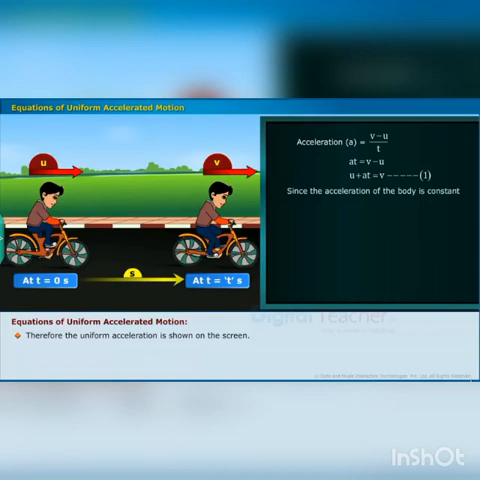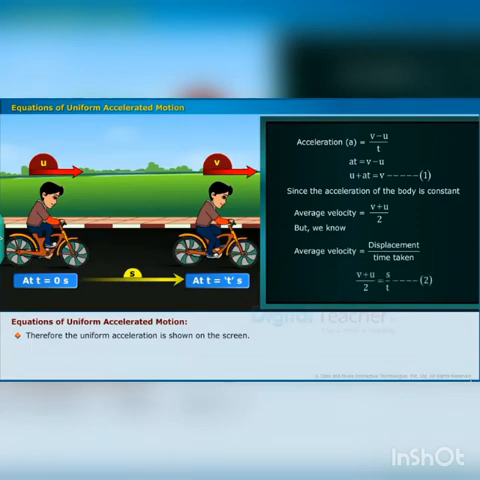Since the acceleration of the body is constant, the average velocity is equal to (v plus u) by 2. But we know average velocity is displacement by time taken. So, we can write it as (v plus u) by 2 is equal to s by t. Consider it as equation 2.